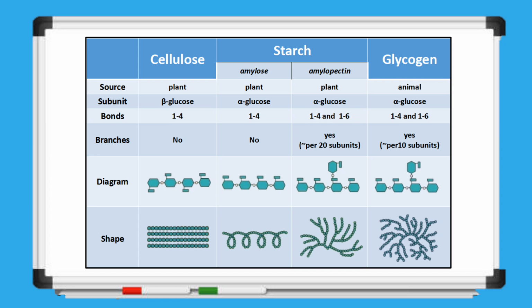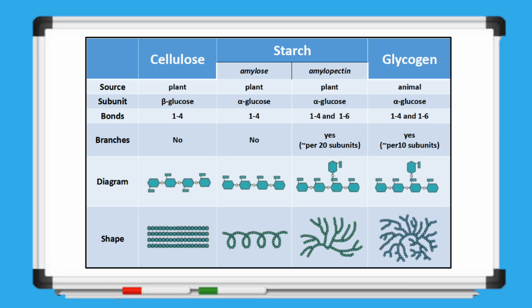And finally, there's glycogen, which is found in animals. It's also made from alpha-glucose, and just like amylopectin, it has both 1,4 and 1,6 linkages. But the difference is that glycogen has many more branches, about 1 branch for every 20 glucose units. This makes it very compact and allows animals to release energy quickly when needed.